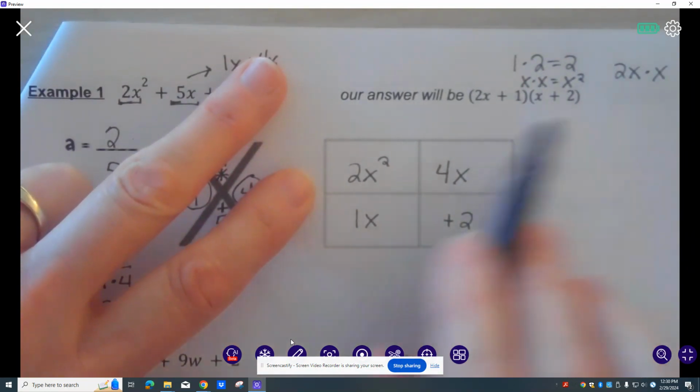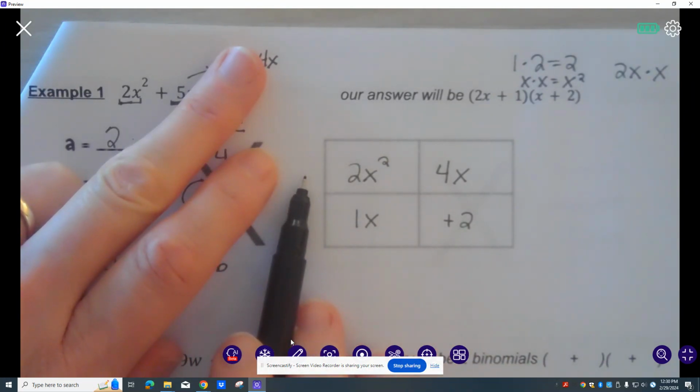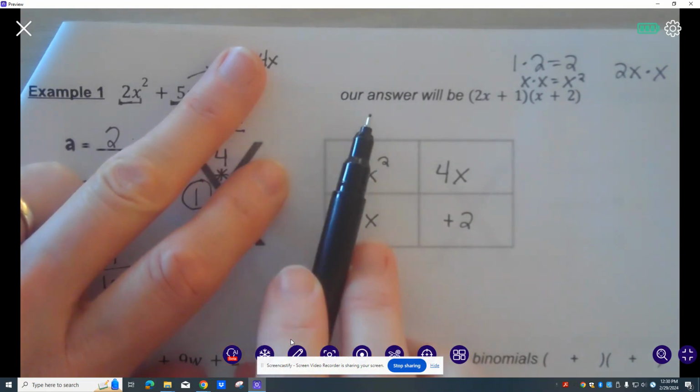So I know I need to put maybe a 2x here and an x here, or maybe the other way around, maybe a 2x here and an x here. So how do I figure out whether the 2x goes here or here?